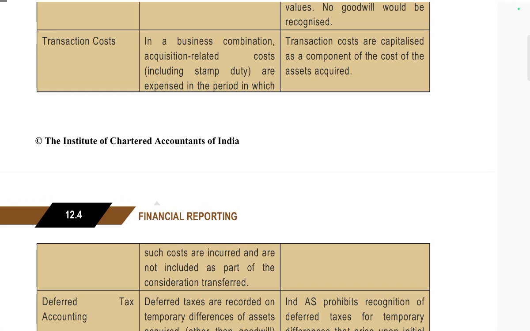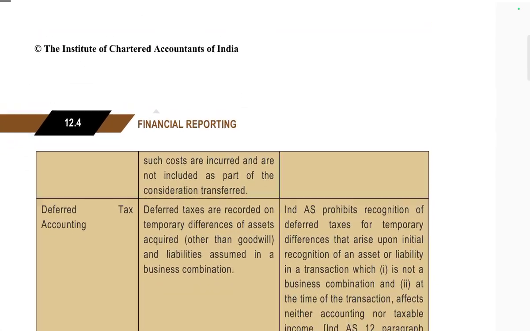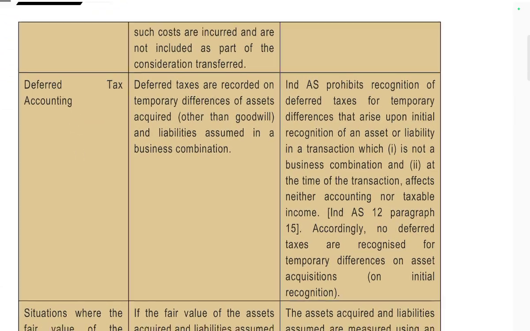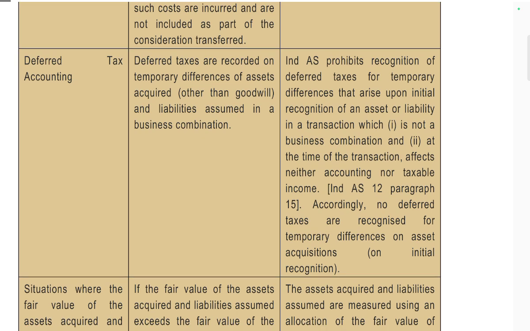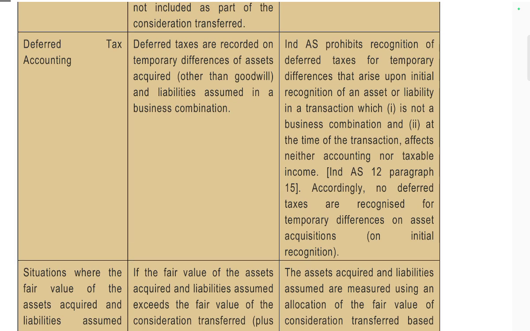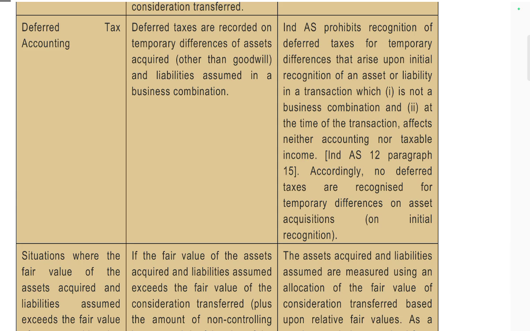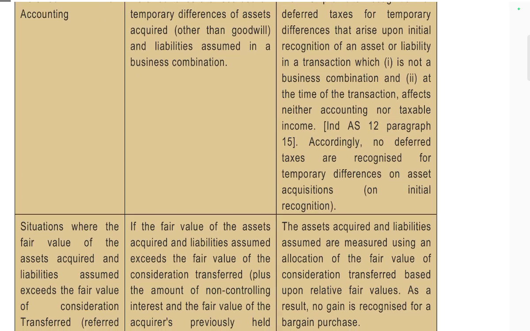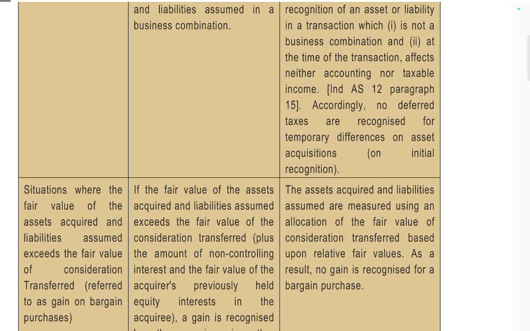Transaction costs are capitalized as a component of the cost of assets acquired. Deferred tax accounting: deferred taxes are recognized on temporary differences of assets acquired and liabilities assumed in a business combination. Ind AS prohibits recognition of deferred tax on a temporary difference arising upon the initial recognition of an asset or liability in a transaction that is not a business combination and, at the time of the transaction, affects neither accounting profit nor taxable income.